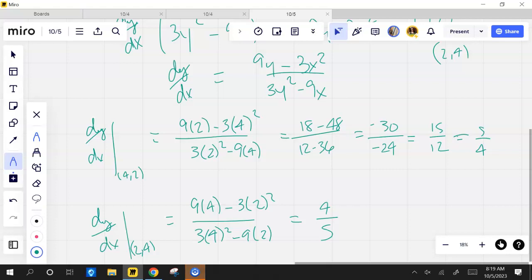At what point other than the origin does the folium, is it folium? Does the folium have a horizontal tangent? That's what we just talked about. Uh-oh.